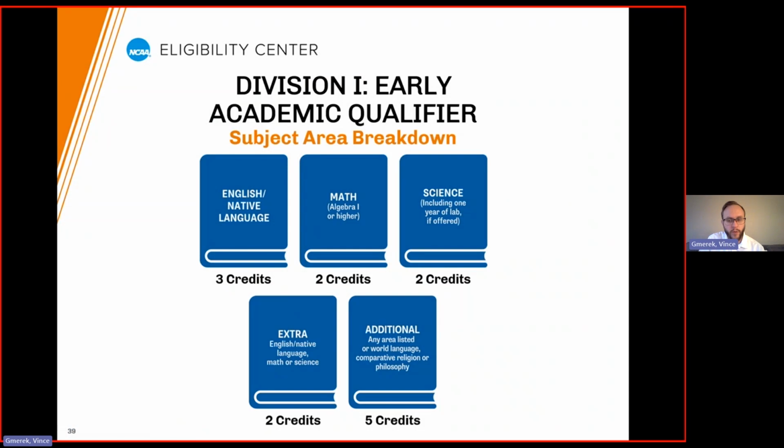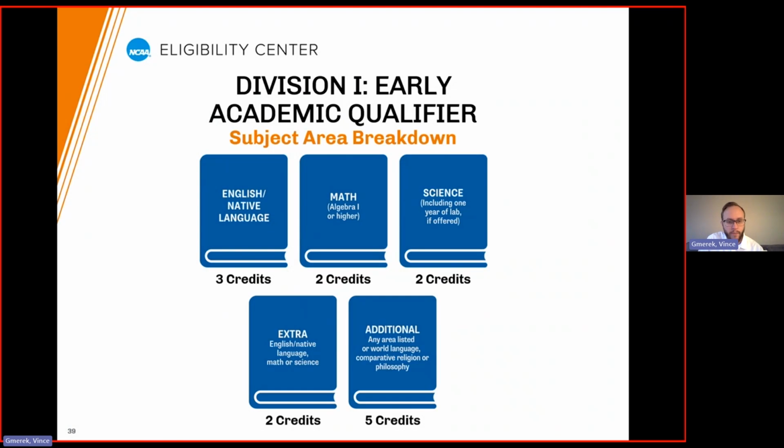So, the specific requirements for early academic qualifiers. Here are the specific subjects required for early academic qualifiers. Feel free to take note of this if this is something you're striving for. However, it's worth mentioning that early academic qualifiers tend to be strong students in general who take many core courses. And really the benefit there is they will know that they are qualifiers a year before some other students might know that they are qualifiers.